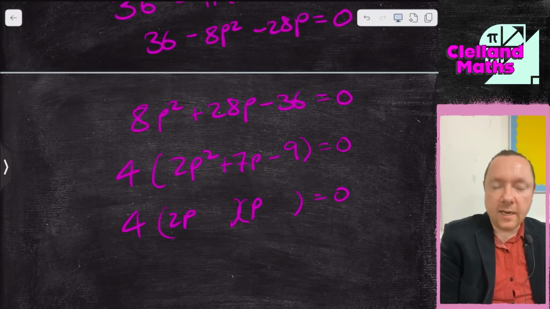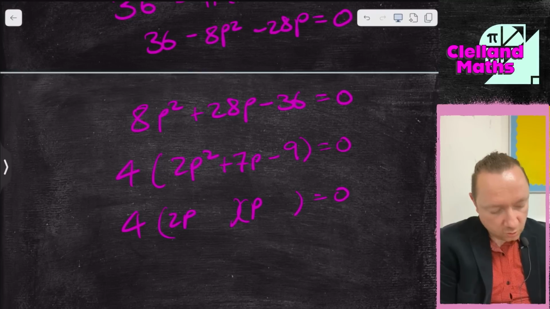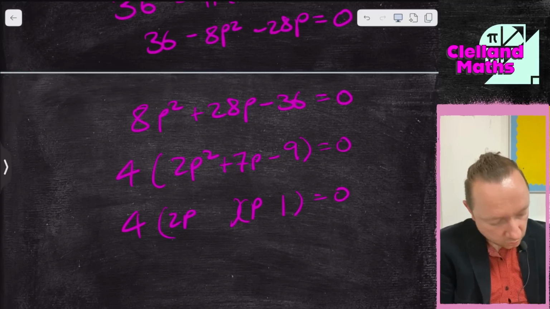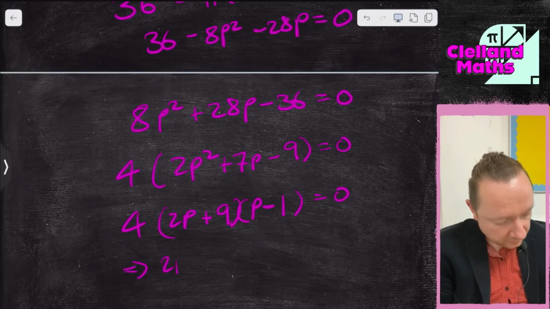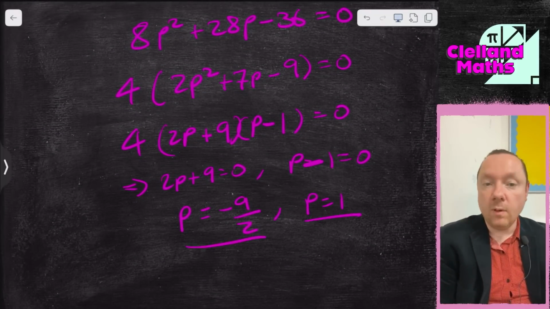So let's try factors of 9. 9 and 1. 2 and 9 is 1. 18 and 1 does never make 7. 2 1s is 2. 2 and 9 make 7. So 2 1s is 2 and 9. And I want to make 7 positive. So 9 times p minus 2p. So that means I get 2p plus 9 equals 0. P minus 1 equals 0. So for this one, it's minus 9 over 2, and for this one, it is 1, and we're done there.